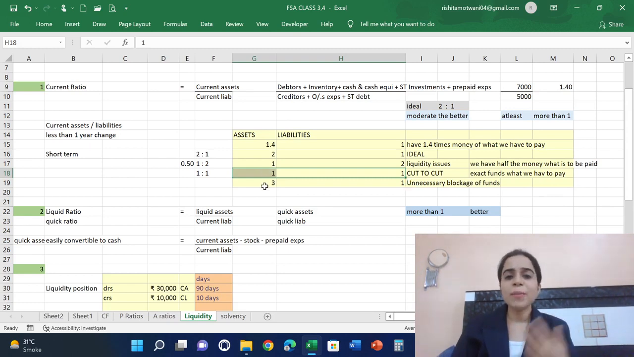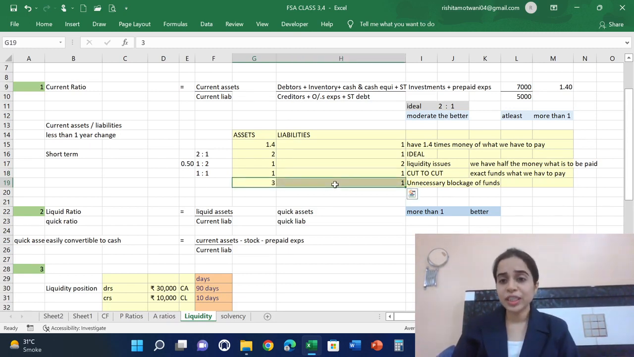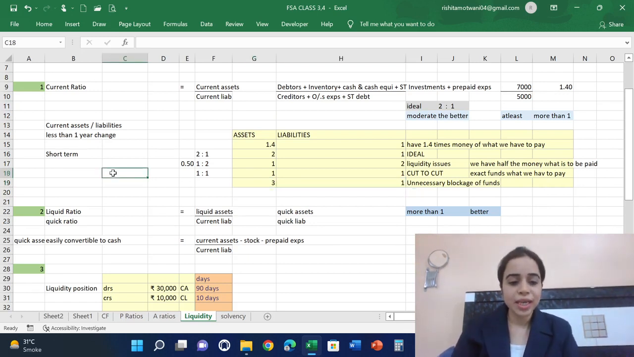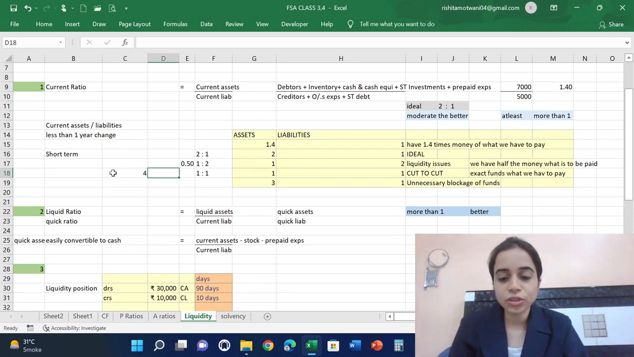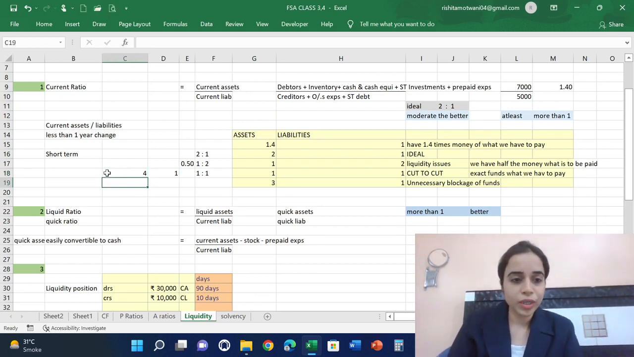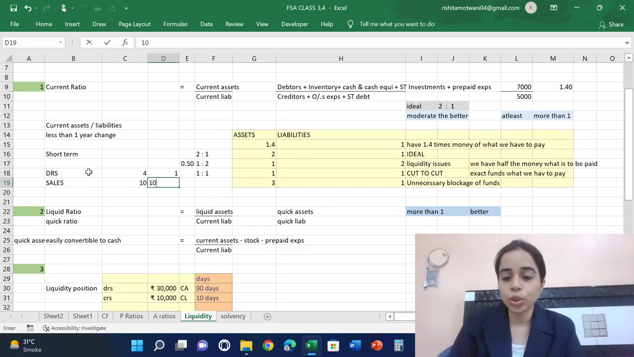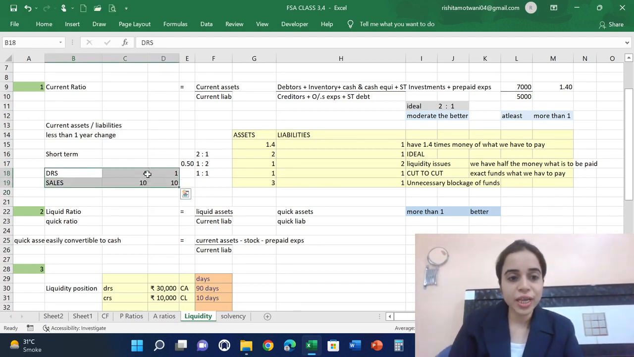So what about 3:1, 4:1? Do you feel it is better? Do you feel higher the better? No, because suppose, for example, there are two companies. A has debtors of 4, B has debtors of, let's say, 1, and both are making sales of 10 lakhs. Which company is better, A or B? Obviously, B is better. Why?